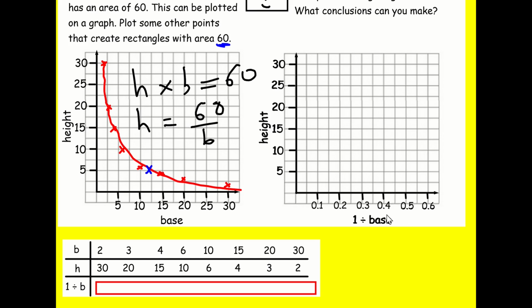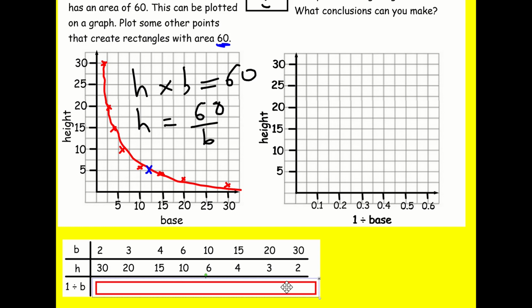What I'd like you to do is pause the video, draw another graph with these axes, and actually plot 1 divided by the base against the height. I've got some examples of bases already if you want to use them, or use your own. Find 1 divided by each of these numbers, plot that along the x-axis, and then plot it against the height. Have a go now.